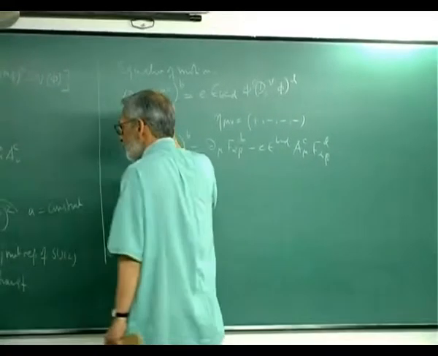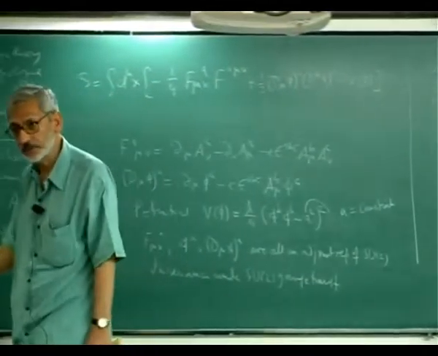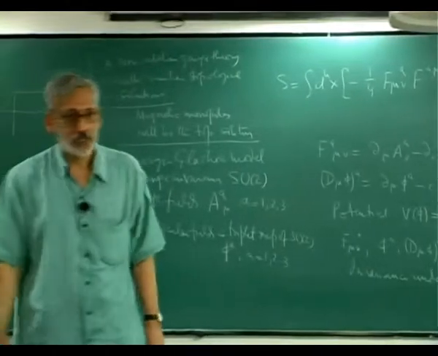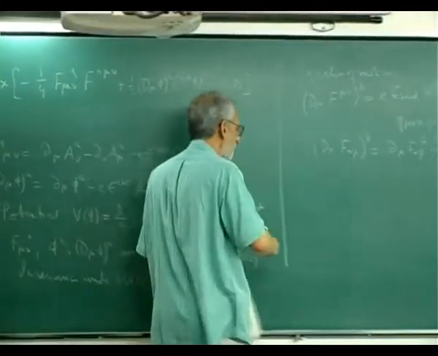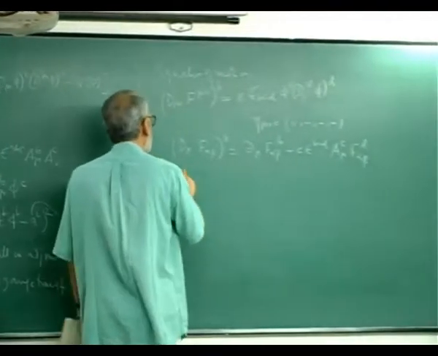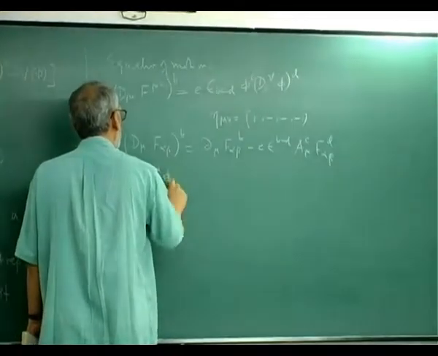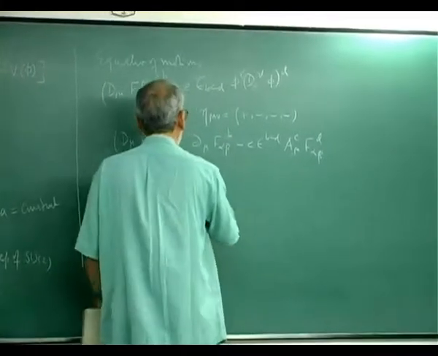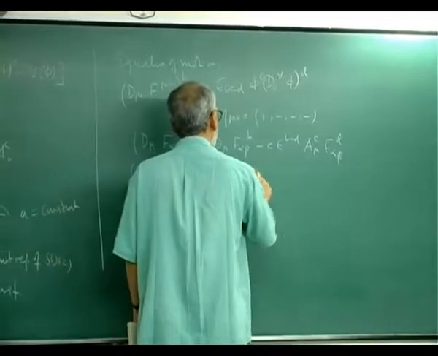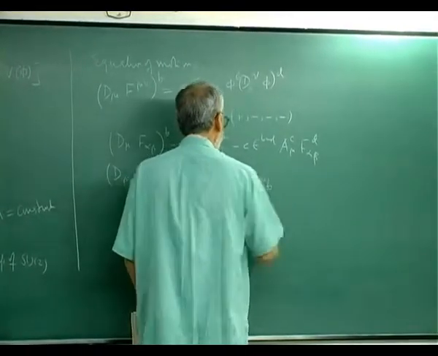So this is the equation of motion that you obtain by varying with respect to the gauge field. Then there is the equation of motion that you obtain by varying with respect to phi. That equation of motion is D mu D mu phi b equals minus lambda times phi squared minus a squared times phi b.